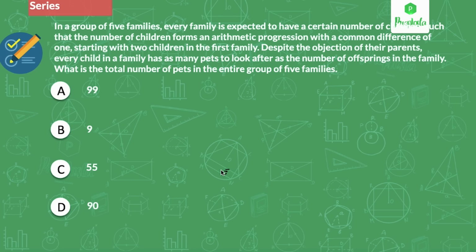Despite the objection of their parents, every child in a family has as many pets to look after as the number of offsprings in the family. What is the total number of pets in the entire group of five families?